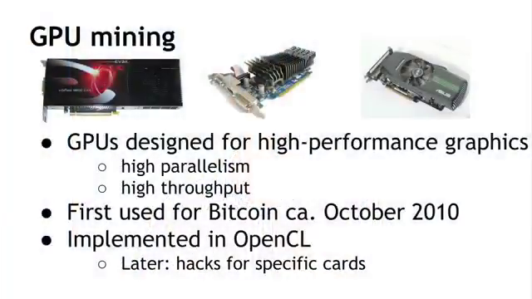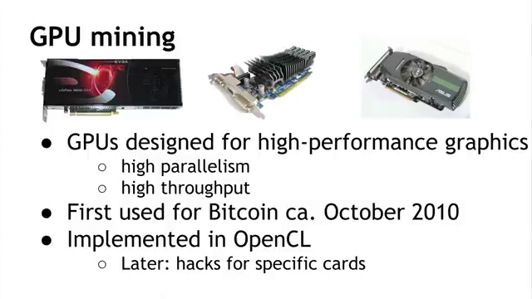So CPU mining was the first generation of mining. The second generation, when people started to get frustrated with how slow their CPUs were, was to try to use their graphics card, their graphics processing unit, or GPU. So what is a GPU? Almost every computer now has a GPU built in for high performance graphics.